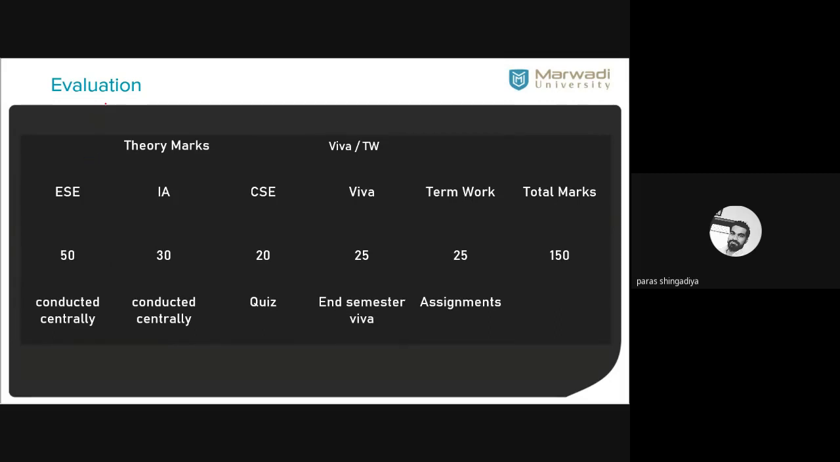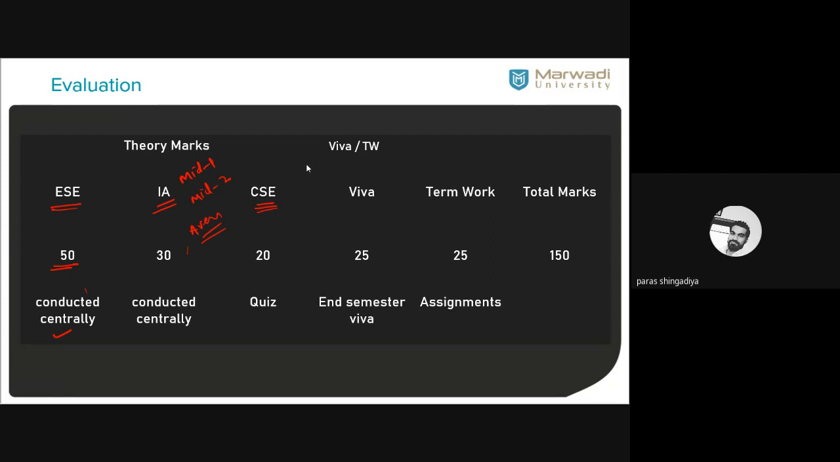What is the evaluation pattern in this semester? The final exam will carry 50 marks, and it will be conducted by the central exam section. Then there will be two mid exams during the semester, mid one and mid two, and both will carry 30 marks. For the final mark, the average of mid one and mid two will be considered, not the best of two. And then for the CSE component, there is one separate component.